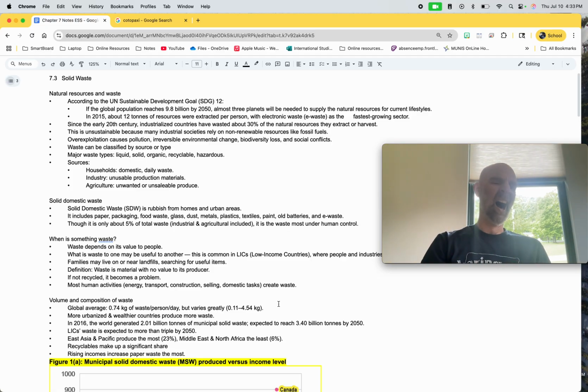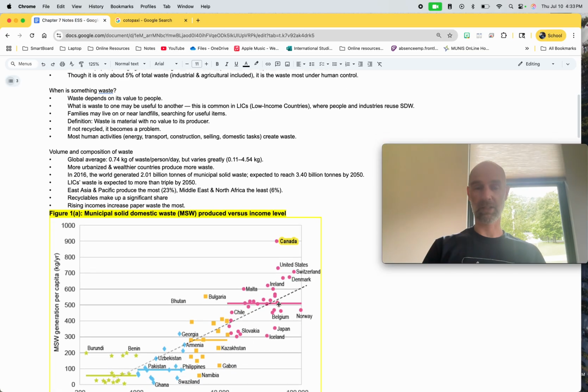In 2016, the world generated 2.01 billion tons of municipal solid waste. It's expected to reach 3.4 billion tons by 2050. LIC waste is expected to more than triple by 2050. Yep, just some raw numbers for you. East Asia and Pacific produce the most, 23%. Middle East and North Africa, the least, 6%. So, interesting. Recyclables make up a significant share of that waste, and rising incomes increase paper waste the most. All right, let's take a look at this down here.